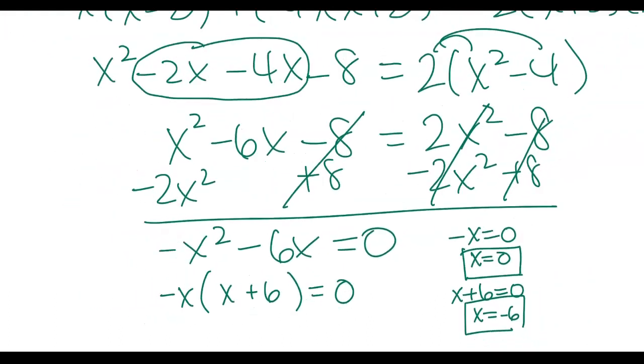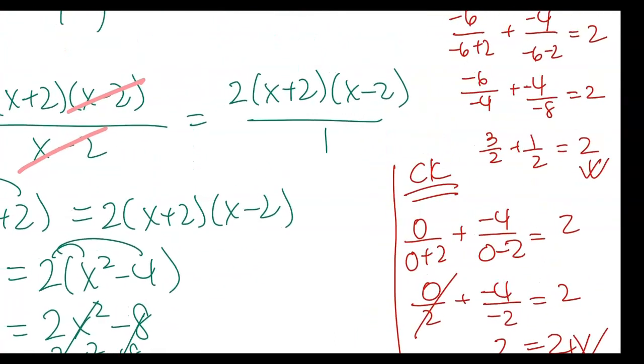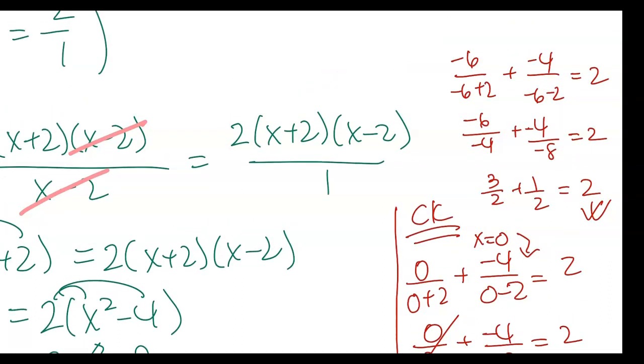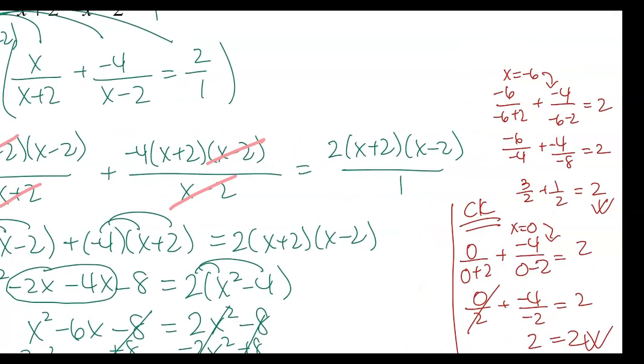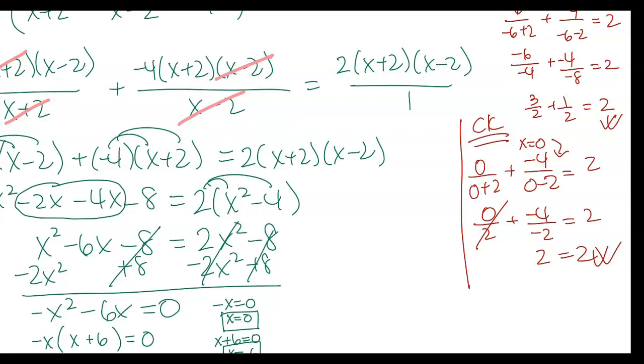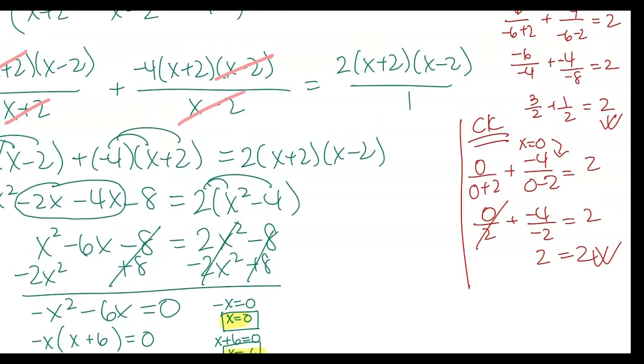When you check both of those solutions, both of them are going to work. This one down at the bottom is for x equals 0. And then the one at the top is for x equals negative 6. Both of these are going to be solutions. So down here at the bottom, I'm going to go ahead and highlight both of my answers. X equals 0 and x equals negative 6. Both of those are going to be solutions.